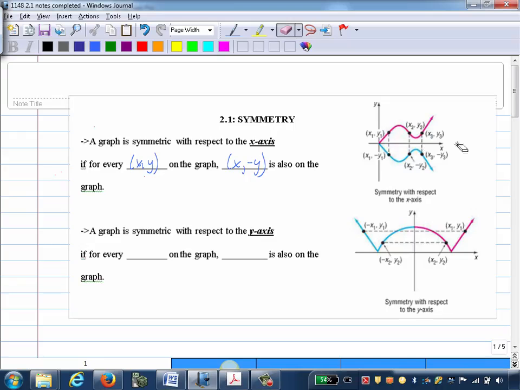So we can see this mirror image across the x-axis, which is one way of looking at symmetry. If we folded our paper across the x-axis, we would see a mirror image across.